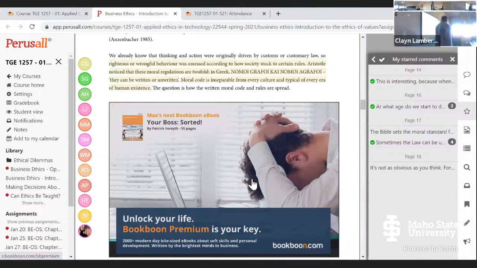Okay? So getting back to this idea of morals and moral codes, that they can be written and unwritten, means that we can evolve. What is right now does not necessarily have to be what it is in the future. For centuries, it was considered moral to own property, human property.